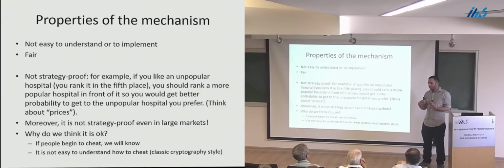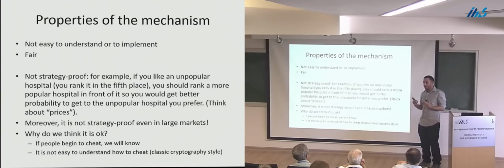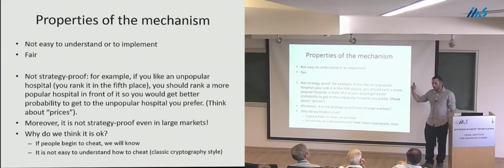The fact that it was not as simple as just don't apply to over-demanded schools means that it might be a bit harder to cheat in this system compared to other mechanisms. But it's possible, especially if, for example, you were born in Nahariya, you might, after some time, understand how it's possible to cheat this mechanism. Also, it's not strategy proof in large markets, because the exact same arguments work even in a large market.